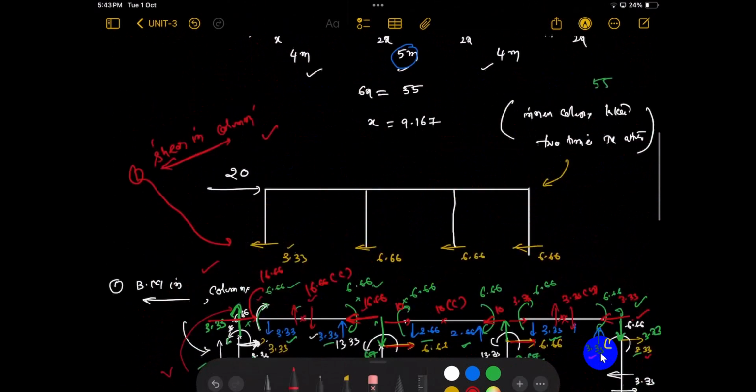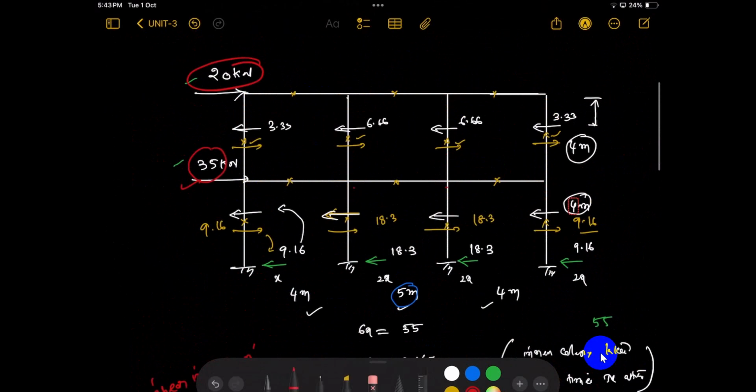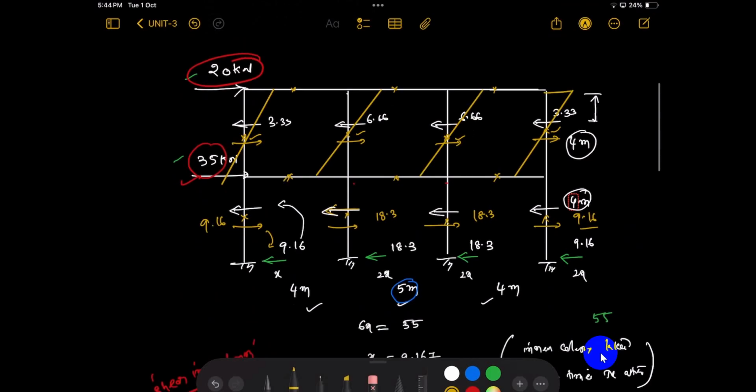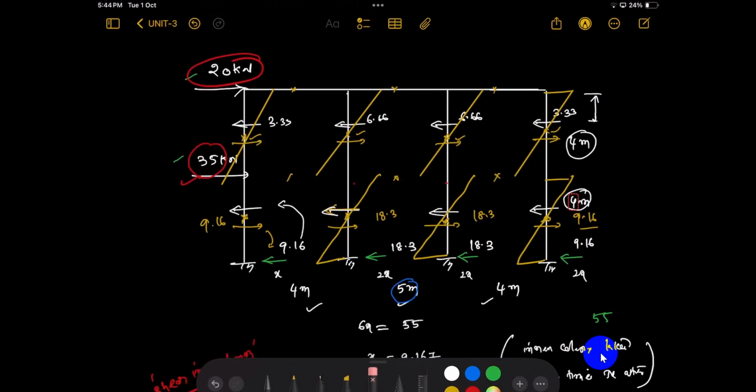That's it. So now you can draw bending moments. Simple. Bending moment, this thing. Why do I draw like this? Because it has a point. It is a point of contraflexion.